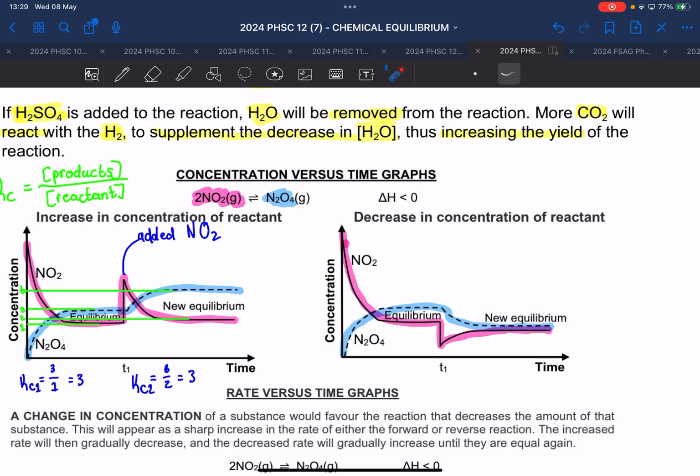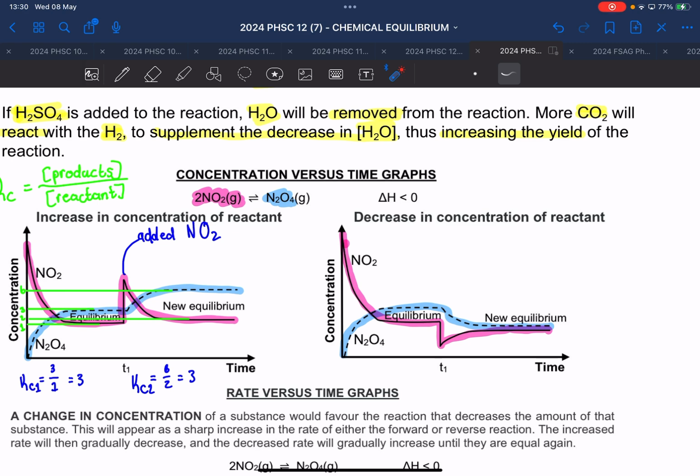Because doesn't the seesaw go like this if there's more weight on that side? Yes, I'm wrong. It's like this. Sorry, confused. Okay, so I got confused too apparently. Okay, so we removed some of our reactants, so our reactants weighed less. Yes, so it's like this now.